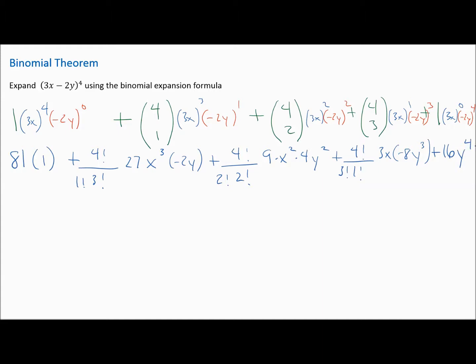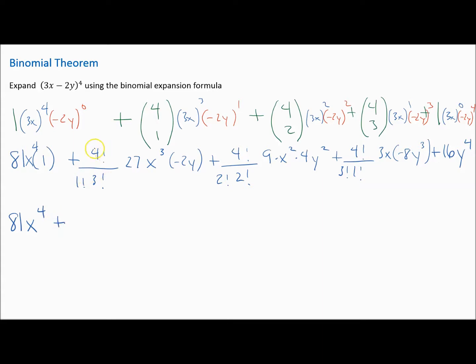Believe it or not, we're almost there. Okay? Now, here, I left off my x to the 4th. I just noticed it. You probably noticed it a long time ago, and it's been killing you. That's 3 to the 4th times x to the 4th. I just didn't write down the x to the 4th. So my first term, when I multiply this out, is 81x to the 4th.